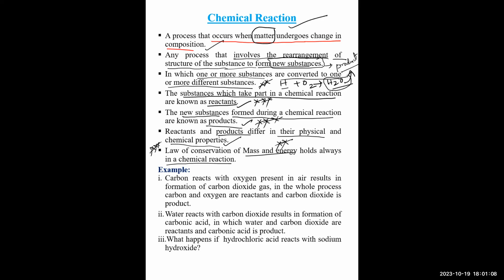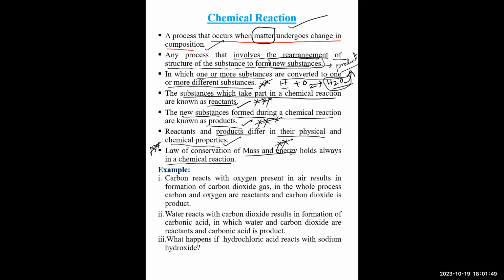I hope now it is clear to you what is meant by chemical reaction. Chemical reaction means what? It is a process where matter is getting involved. What is meant by matter? Matter can be gases, liquids, or solids. Then again, this particular matter has to undergo a process. That process only we call a chemical reaction. So what happens in a chemical reaction? Whenever different types of matter are getting involved, there will be a rearrangement of the structure of the particular substance.